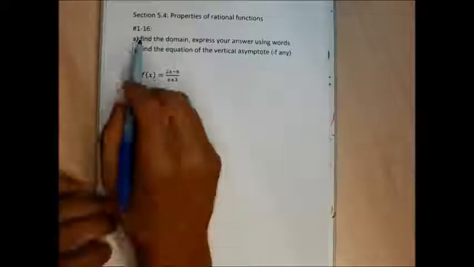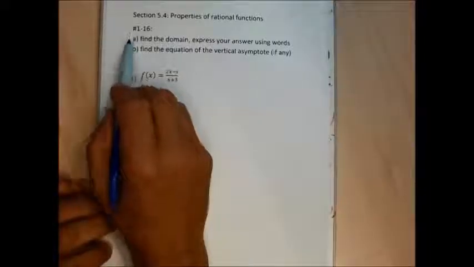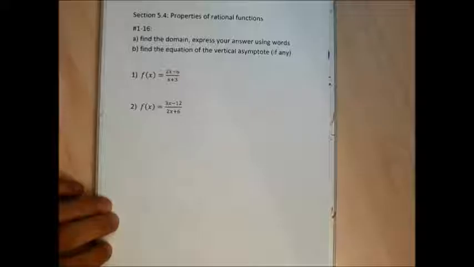So the first 16 problems ask us to do multiple parts. There's a part A and a part B. Find the domain of the fraction and express your answers in words, and then find the equation of the vertical asymptote. Finding the domain of fractions is something you do in most algebra courses before this.